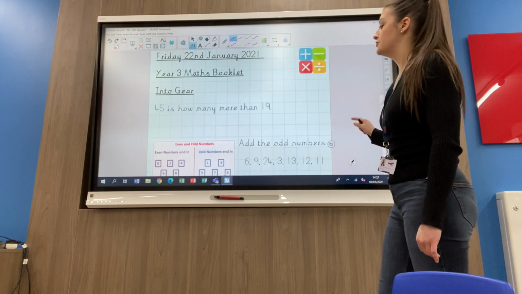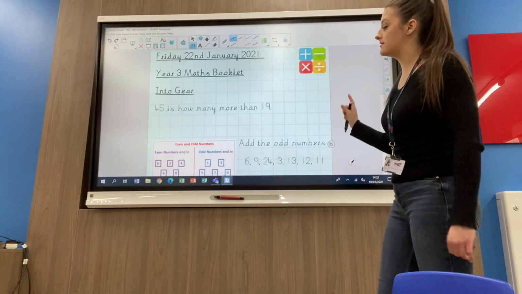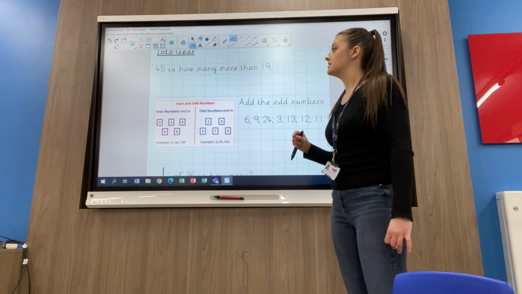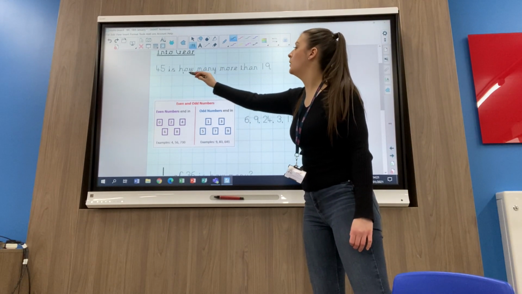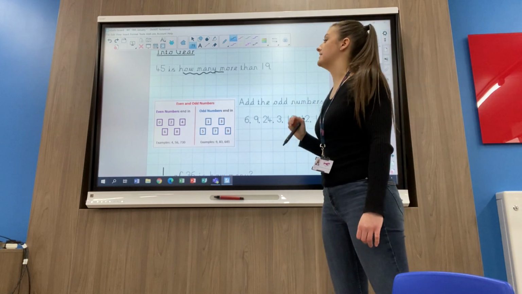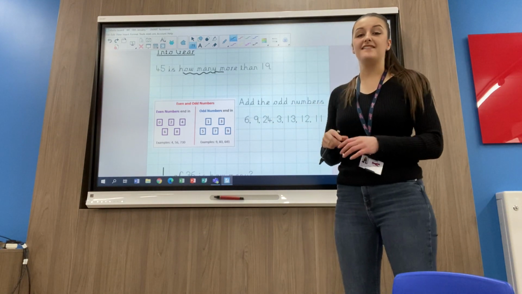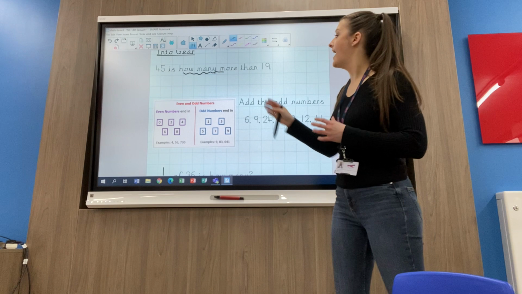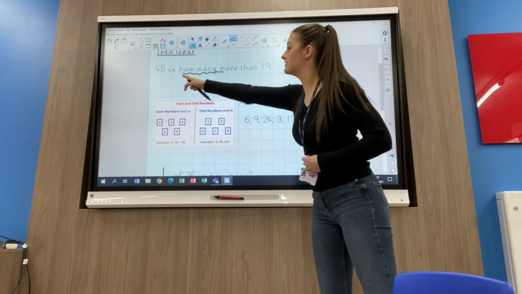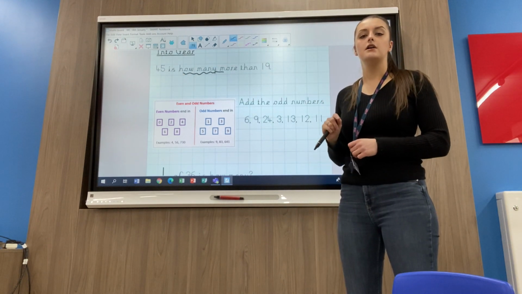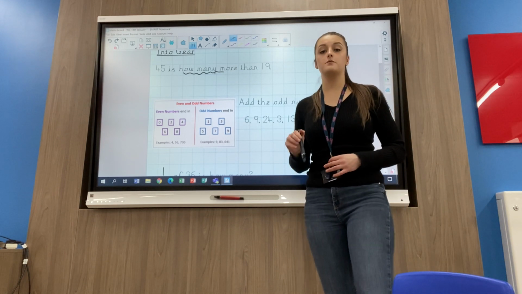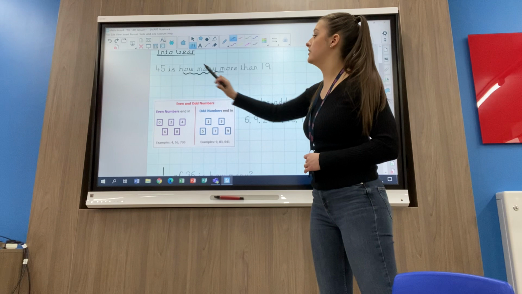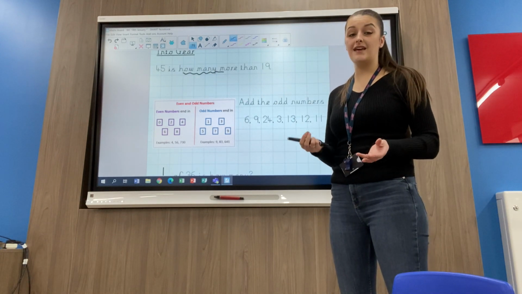Now, moving on to your integer challenge. You've got lots of similar questions to these today. So my first one, 45 is how many more than 19? So we're looking to find the difference between the numbers. How many more is 45 than 19? So when we're looking to find the difference between 2 numbers, we know we need to subtract. And in this subtraction, we always put our biggest number first.